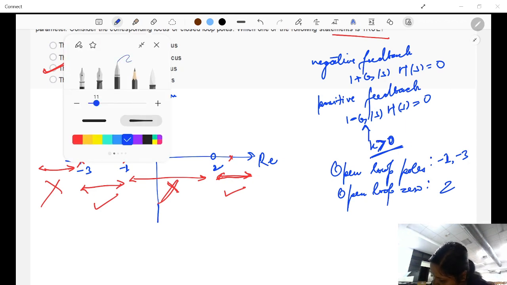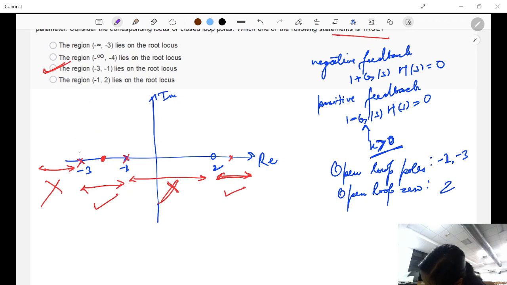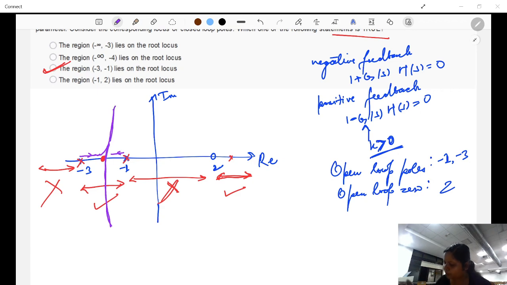I'll show you how this would look. See, there are two poles. One would come in this direction, the other in this direction, because two poles are going to repel each other and you don't have any zero in between. So there is definitely a breakaway point here, and you'll have the branches moving in this way.